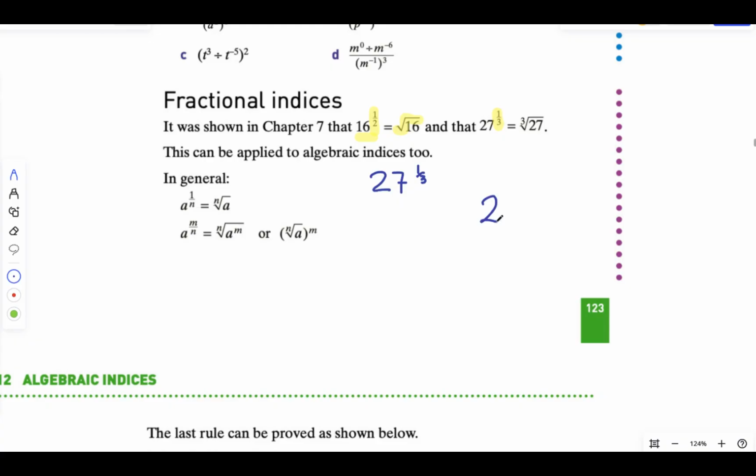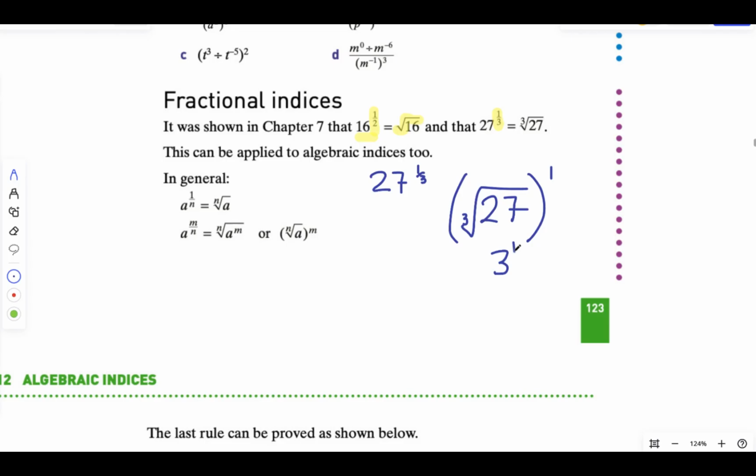So I'm writing the cube root of 27. The numerator will form the power. Whatever number is here is what you raise it to. This is 1, so we raise it to 1. If you raise anything to 1, it's the same as that number, so you don't have to bother raising it to 1. If it's 2 over 3, we would have raised it to 2. So you find the cube root of 27, which is 3.